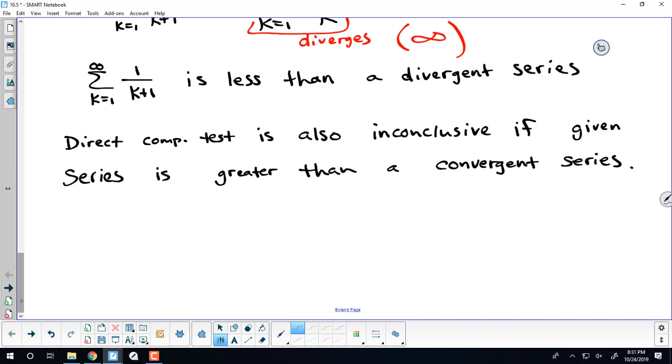It doesn't necessarily mean that the test won't work. It may just mean that you need to pick something else to compare it to. But the further you stray from the form of the original series, I think the harder it is, in a lot of instances, to establish a relationship between which one's larger and which one's smaller.